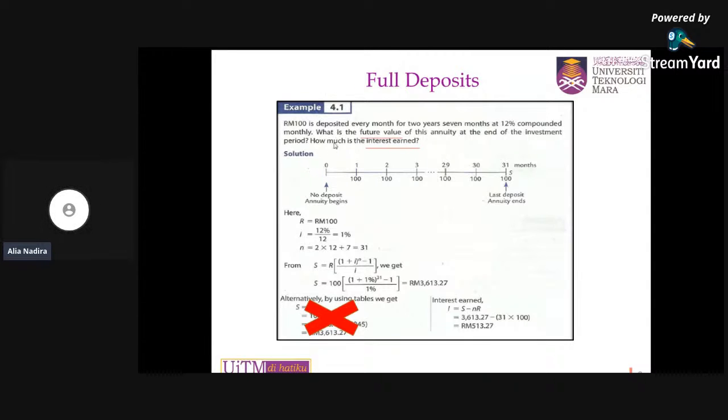Okay, so you just substitute. 100 ni and deposited every month tu is your R. Every month, so every month means your M here is 12. Okay, for 2 years 7 months, so this one is your T. Okay, so you just substitute into S formula, then you will get the answer.